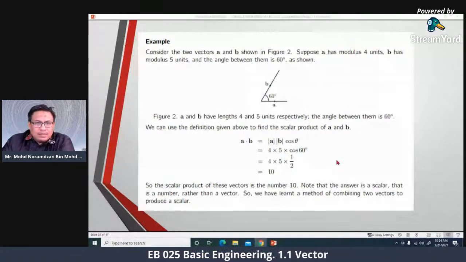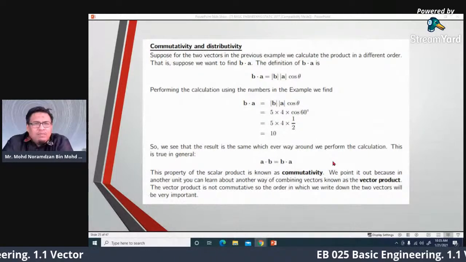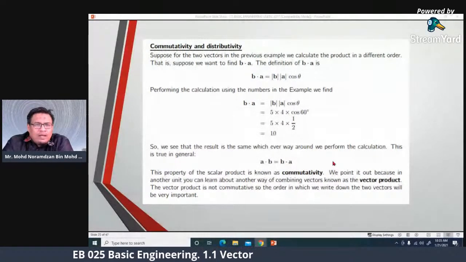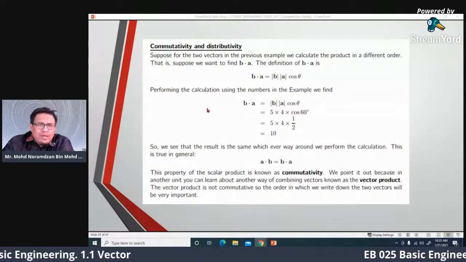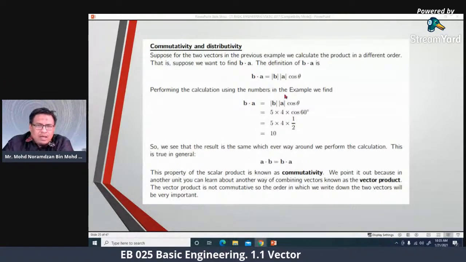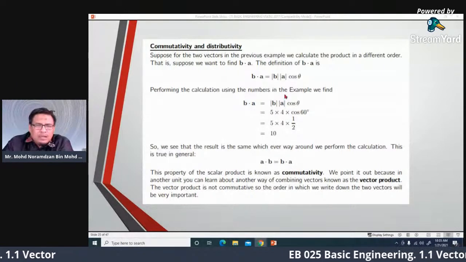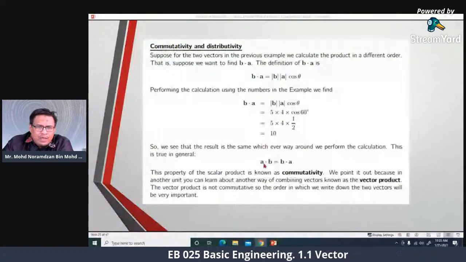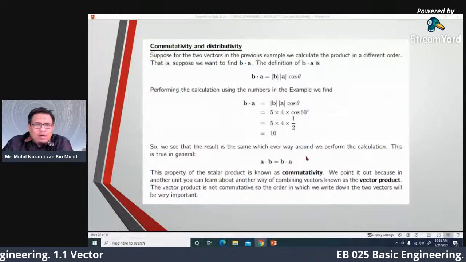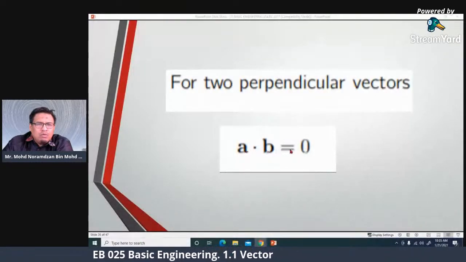Next, commutativity and distribution. Suppose two vectors. In the previous example, we calculated in a different order. Here we want to show B dot A. What is the answer? The answer is the same: 4 times 5 times cos theta. We get the same answer. That means A dot B equals B dot A. This is commutativity.